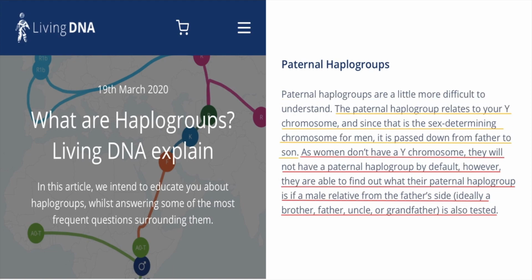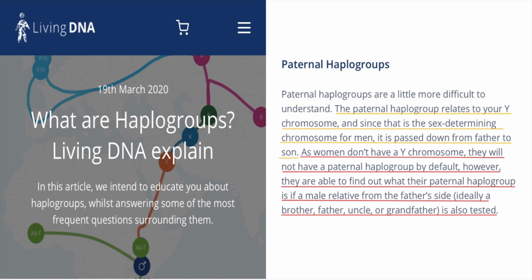Now, what are paternal haplogroups? The paternal haplogroup relates to your Y chromosome, and since that is the sex-determining chromosome for men, it is passed down from father to son. Also, women don't have a Y chromosome. They will not have a paternal haplogroup by default. However, they are able to find out what their paternal haplogroup is if a male relative from the father's side, ideally a brother, father, uncle, or grandfather, is also tested.